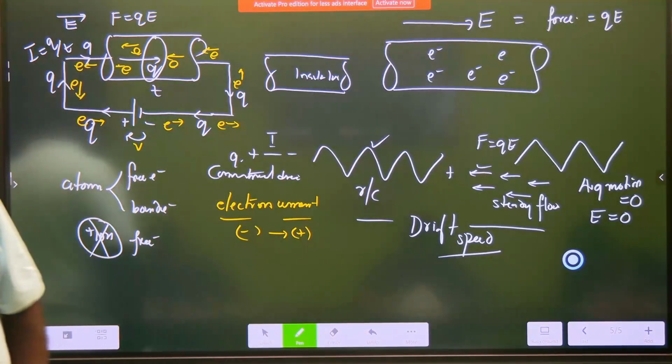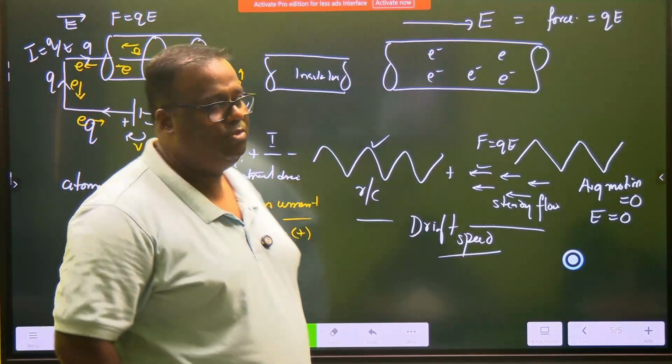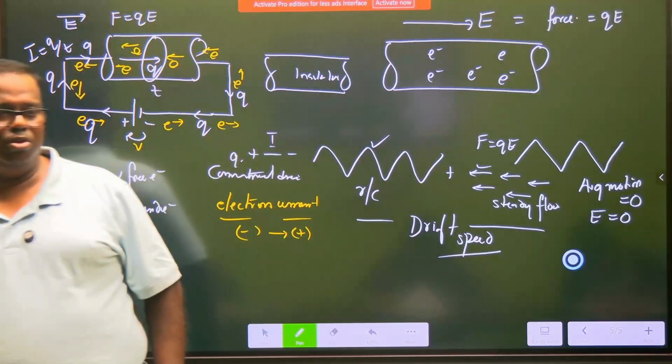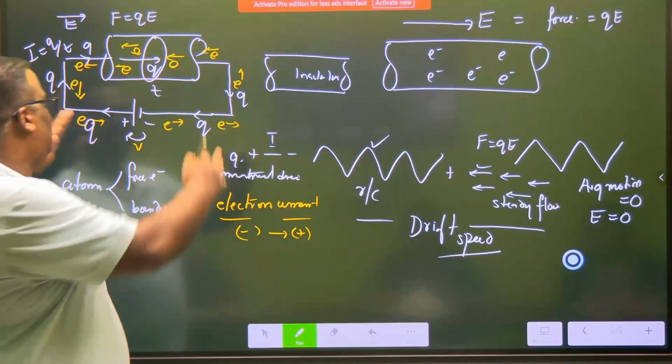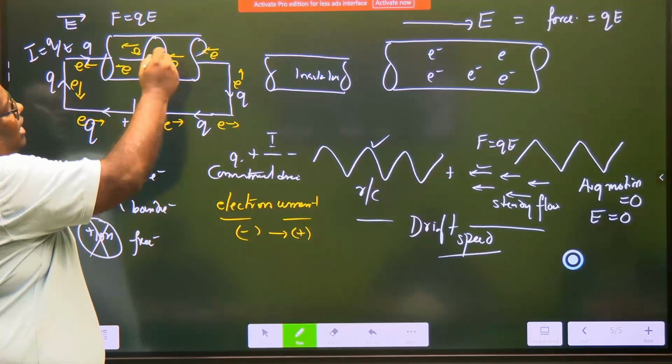Is this getting clear now? I have a conductor and the ends of the conductor are being maintained with a steady potential difference. So look here, this is a conductor. Its ends are maintained with a steady potential difference. This will now create an electric field.